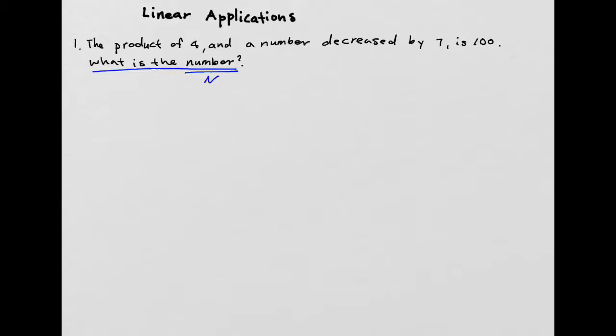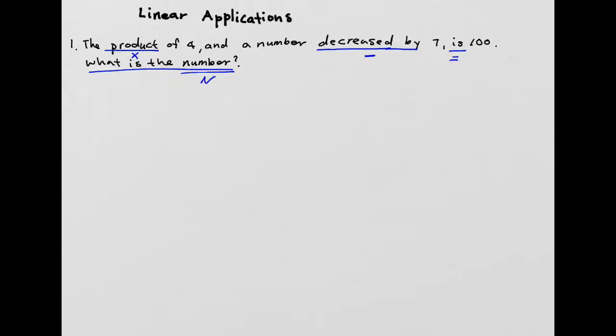You're going to rewrite the words into a number sentence. So it says the product of 4 and a number decreased by 7 is 100. Here we have a few words that you need to know what they mean. When you say product, that's going to be multiplication. Decreased by means you're going to do subtraction. When it's "is," that's going to be an equal sign.